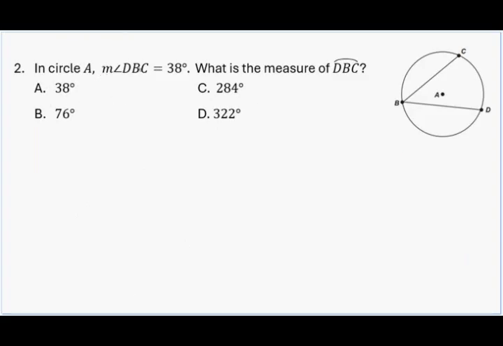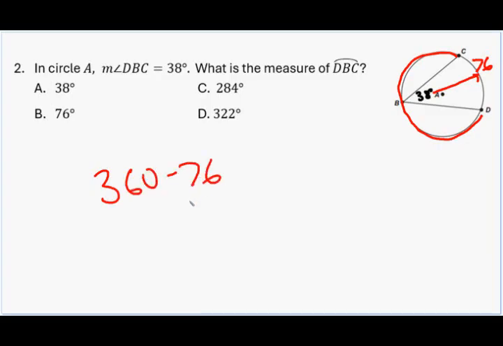Number 2, in circle A, angle DBC is 38 degrees. We want to measure the arc DBC. Ooh, now we got to be careful. So we want this red arc here, and this inscribed angle, we would have to double it to find out what's going on out here. 38 times 2 is 76, and that's the part of the circle we don't want. So 360 minus 76 is 284.